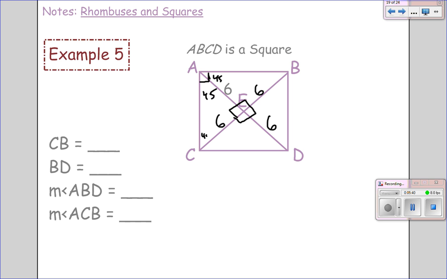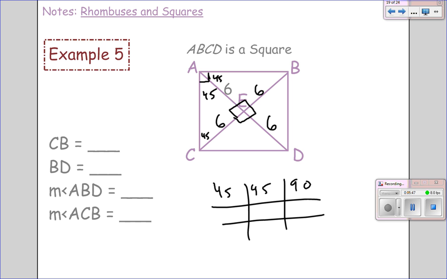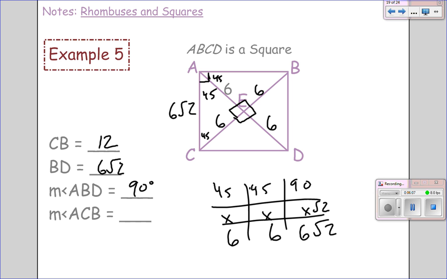So here we have a 45, 45, 90 triangle, if you remember this topic. And it looks like we're being given the 45 side of 6. So how do you go from 45 to 90? Multiply by root 2. So CB will be 12. BD will be the same as this side, so 6 root 2. Angle ABD will be 90, and ACB will be 45 degrees.